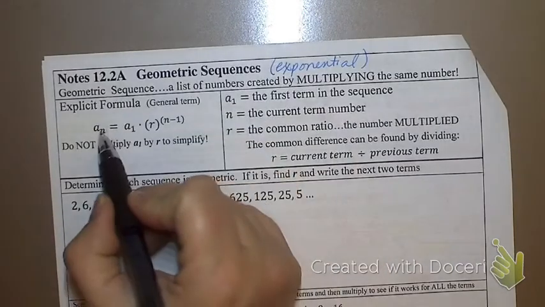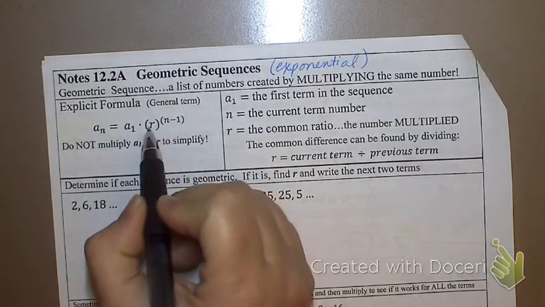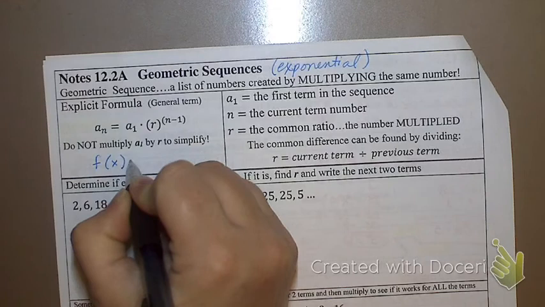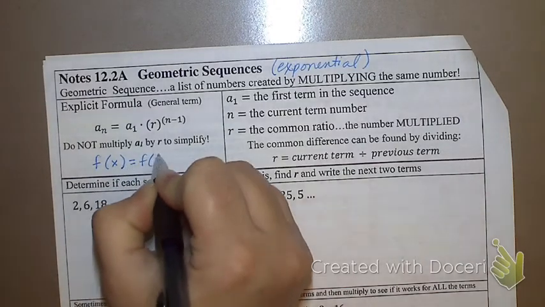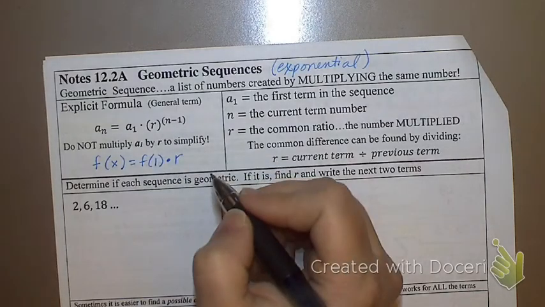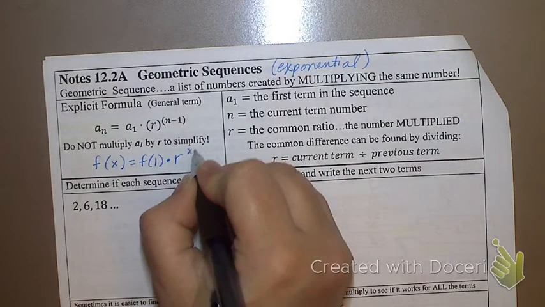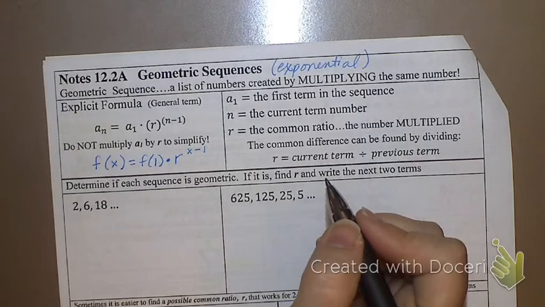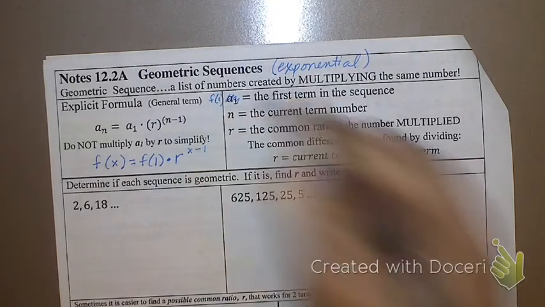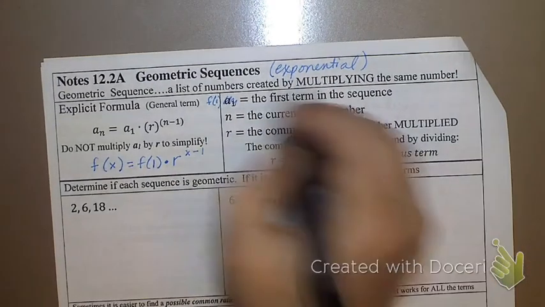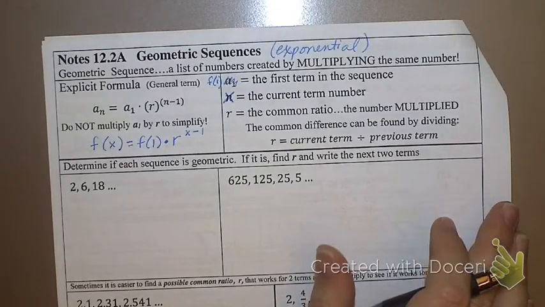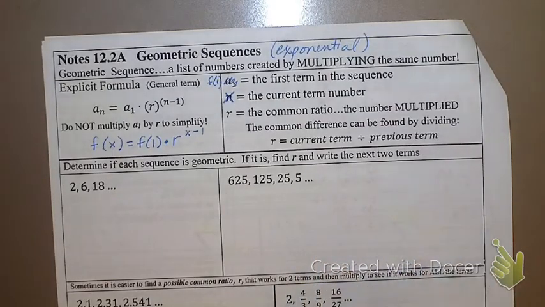Now, this right here is the other way of writing it. We would say f of x is equal to the first term times whatever our r value is to the x minus 1. Whereas f of 1 is the first term in the sequence, x is the current term number, and r is the common ratio. In other words, the number that is being multiplied each time.